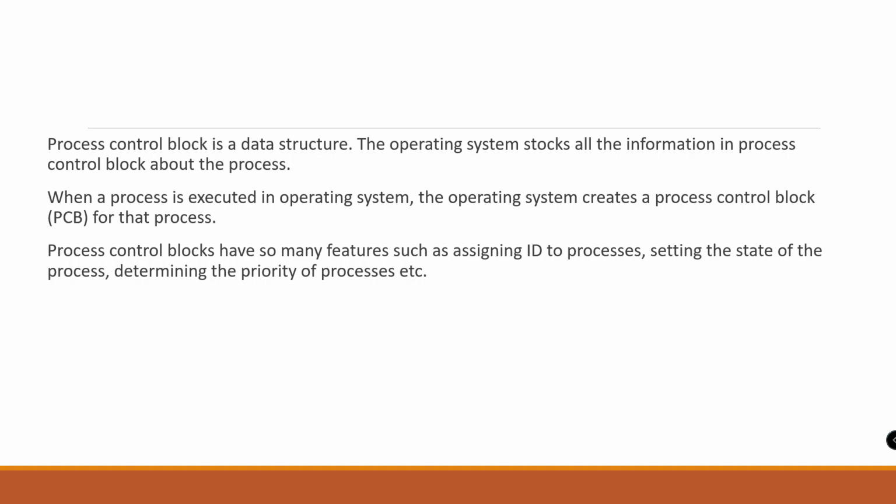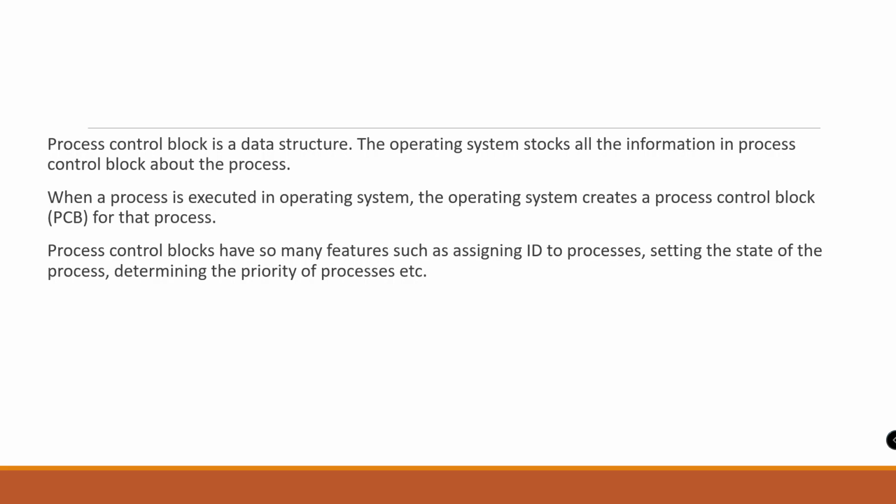Process control block is a data structure, and the operating system stores all the information about the process in the process control block. When a process is executed in the operating system, the operating system creates a process control block for that process. It has so many features, such as assigning an ID to processes, which is process ID, setting the state of the process, which is process state, and determining the priority of the processes, which is process priority, and so on.